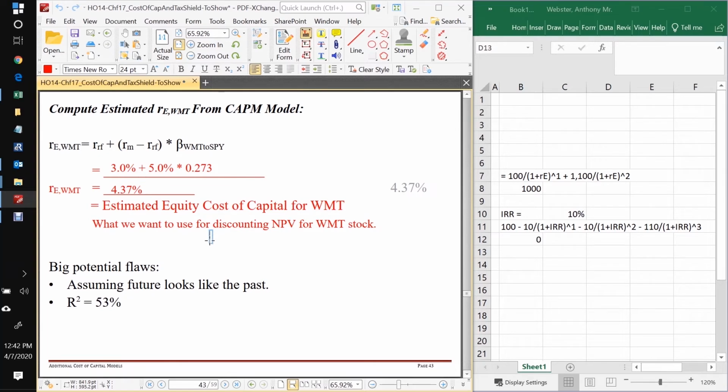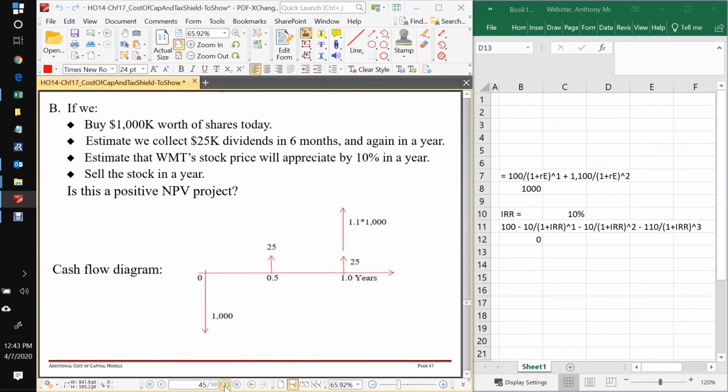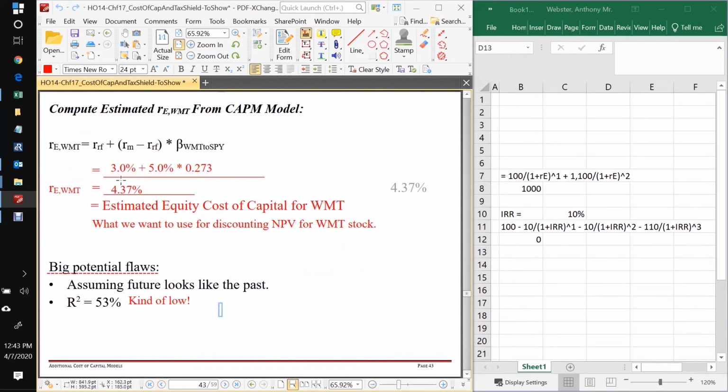So it's what we want to use for discounting with our NPV method for Walmart stock. And remember, I gave you that warning on the prior page here that the R squared is 53%. That's kind of low. And as always here, everything we've done going into this model is assuming the future looks like the past, which is very often, as we know, a bogus assumption. Okay, so that's part A. So we were able to estimate the equity cost of capital.